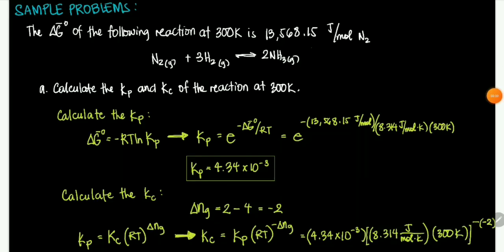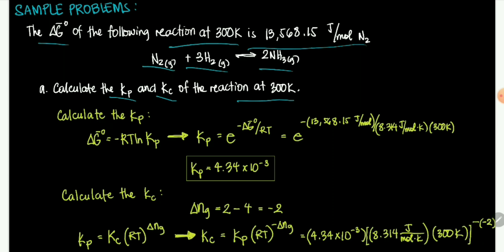Okay? So here we have some sample problems. Okay, so for the first one, the standard molar delta G of the following reaction at 300 Kelvin is 13,568.15 joules per mole nitrogen gas. So for the reaction, we have 1 mole of nitrogen gas reacts with 3 moles of hydrogen gas to produce 2 moles of ammonia gas. Okay, so ang una natin gagawin, let's calculate the Kp and the Kc of the reaction at 300 Kelvin. So calculate muna natin yung Kp.